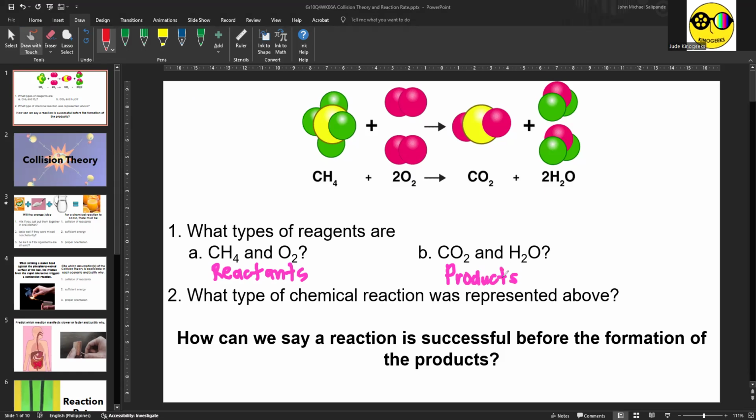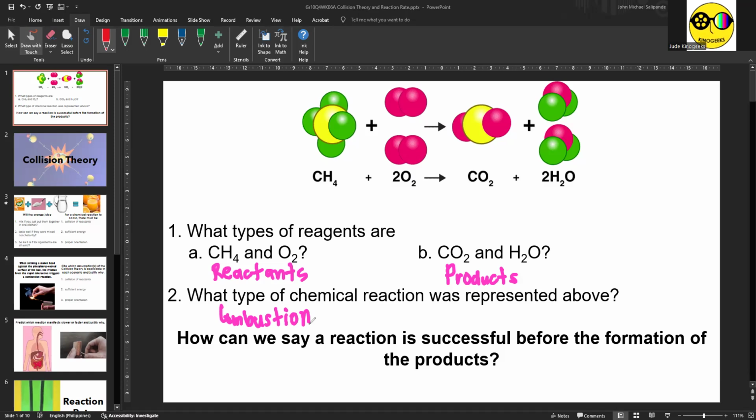Question number two, what type of chemical reaction was represented above? As you can see, you have the three specific molecules included for combustion, given that we have the presence of O2, CO2, and H2O. But these were our previous lessons, no?